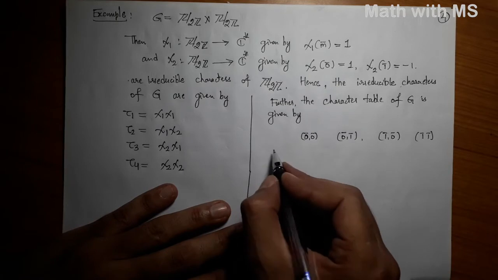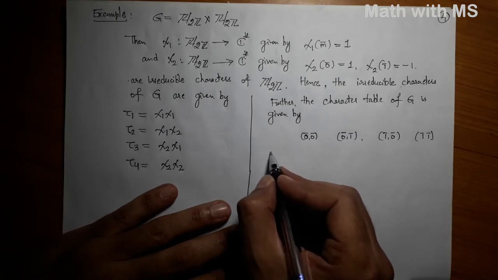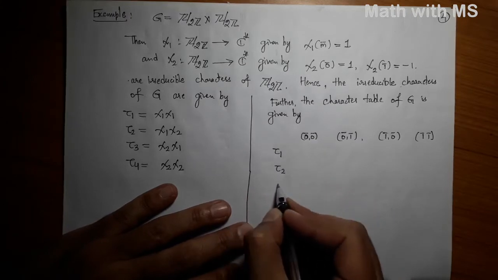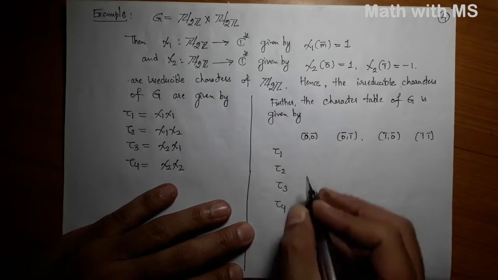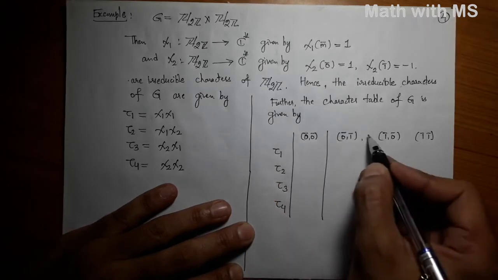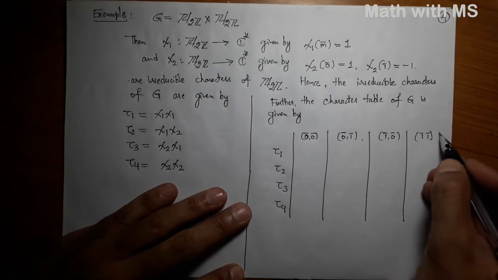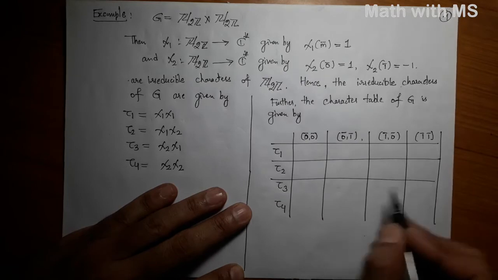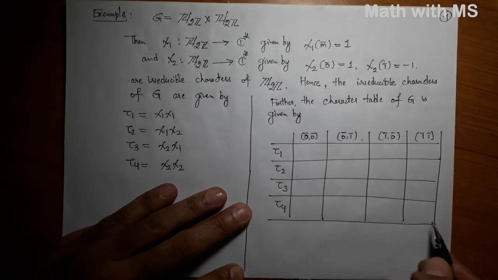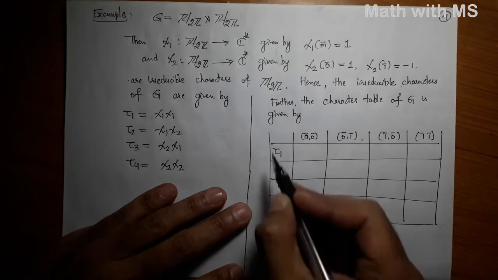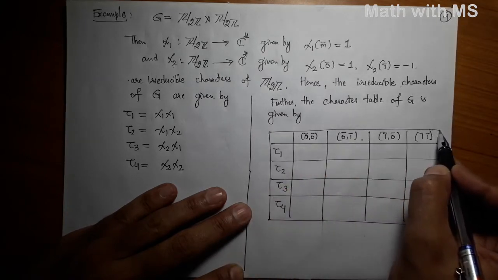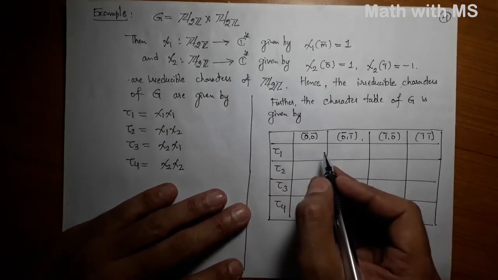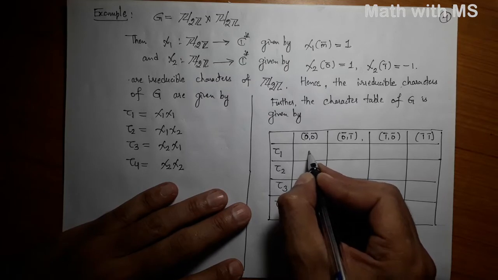Alright, and we can write down tau 1, tau 2, tau 3, and tau 4. And this is just pointwise product of functions, just plugging in the values, and you see that the matrix looks like this.